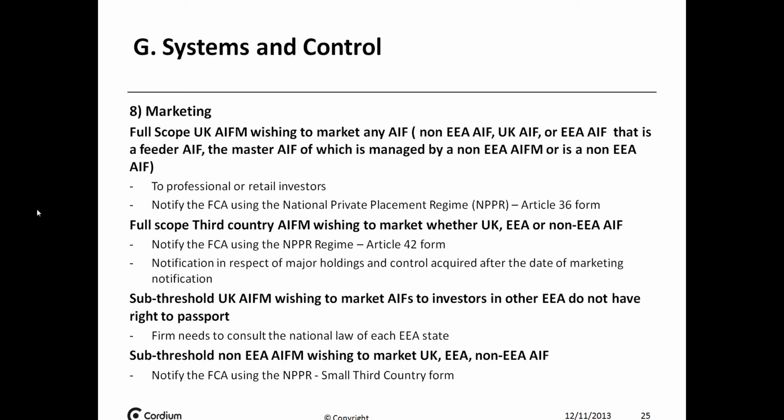If you're a sub-threshold UK AIFM, so the full implications of the directive wouldn't really apply to you, wishing to market your AIF to investors around Europe, you can't actually attain the passport, of course, unless you opt up to full scope status. So that passport isn't available. So you need to make yourself cognizant of the local private placement regimes in the jurisdictions in which you intend to market. And just that final scenario there at the very bottom, if you're a sub-threshold non-EEA AIFM, in other words, a third country AIFM marketing an AIF, you should need to complete the small third country form, again using the National Private Placement regime.